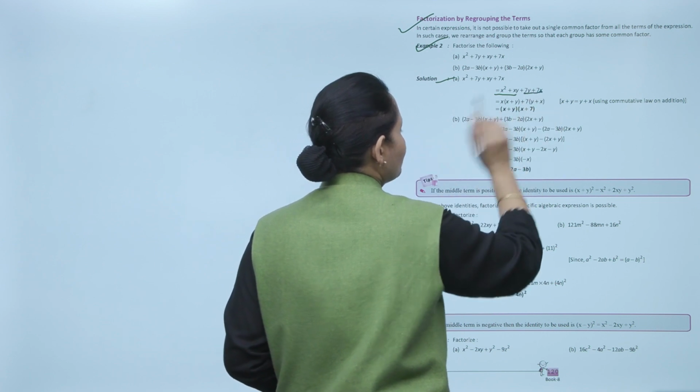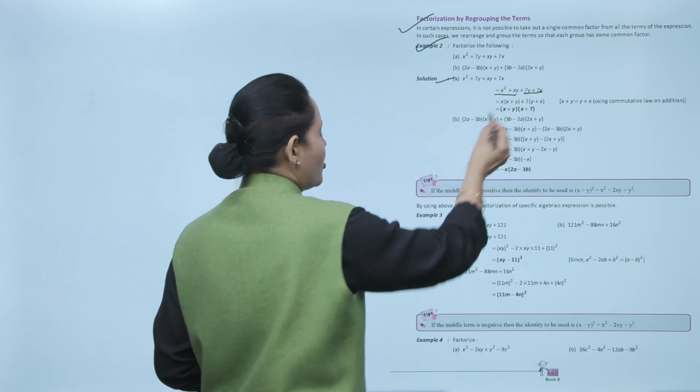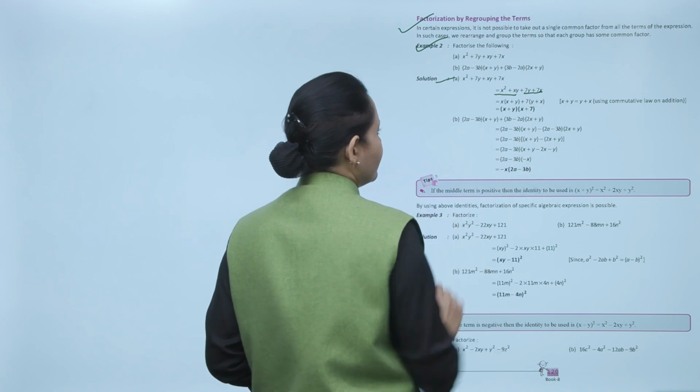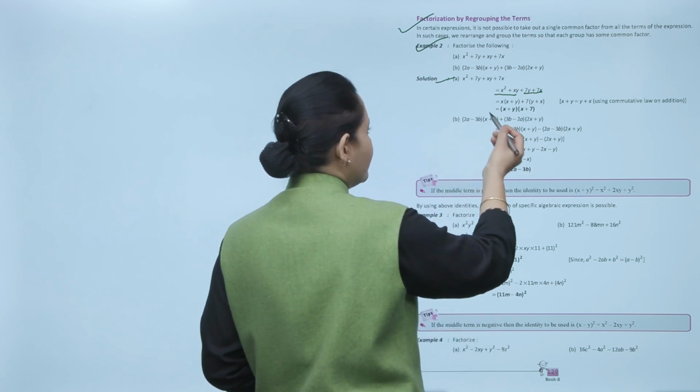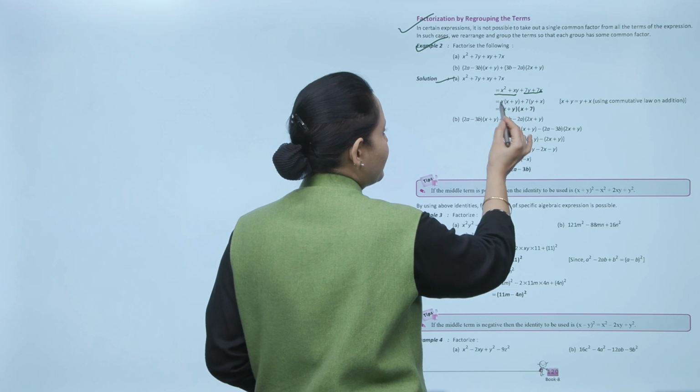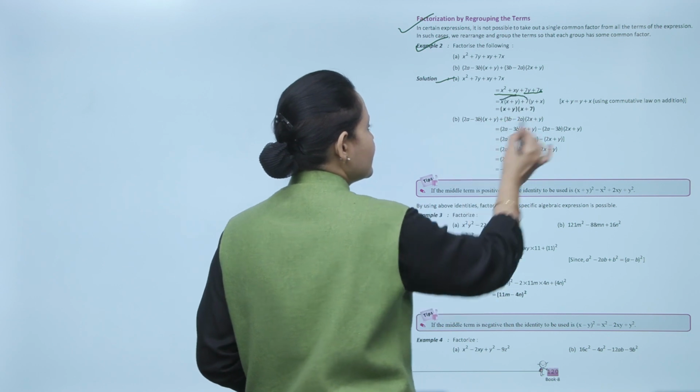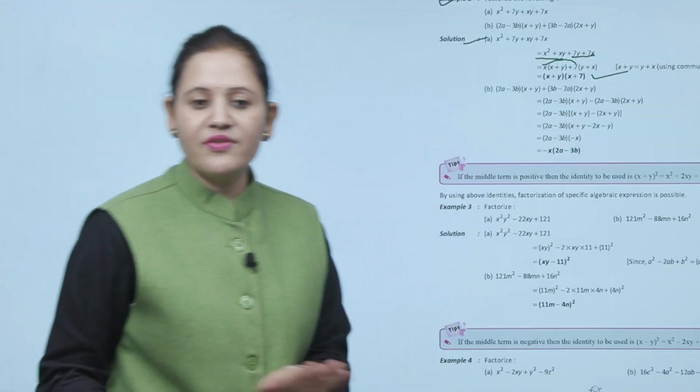Then, in these two, we'll take 7 as a common. y plus x is left, same as x plus y. So, two factors हो गए. एक तो x plus y and एक x plus 7. So, this way we will factorize.